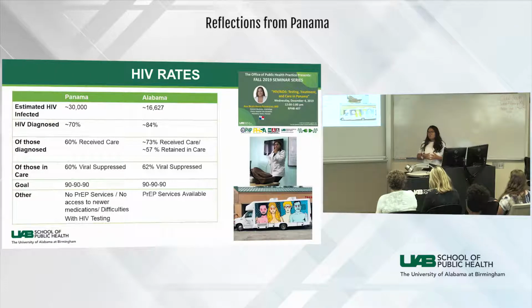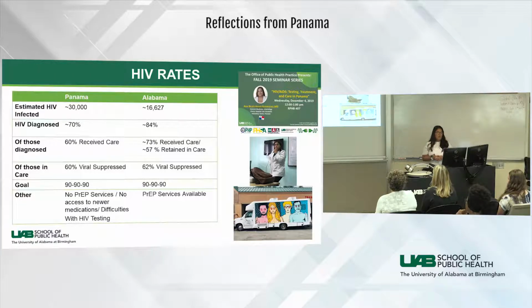So a lot of the gender norms are more fluid and not as strict. So a lot of the infected are men who have sex with men. But in general, Panama is working towards the 90-90-90 target goal. But these are all estimates of the HIV rates in the country.